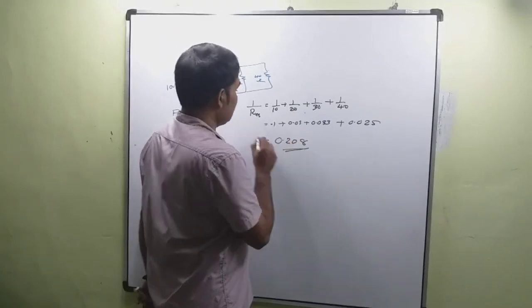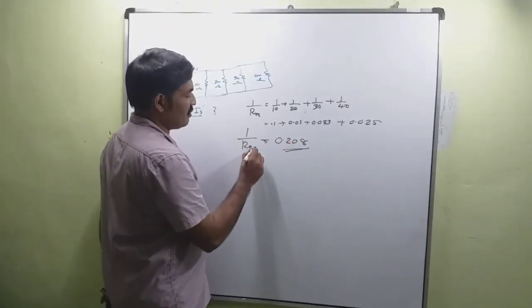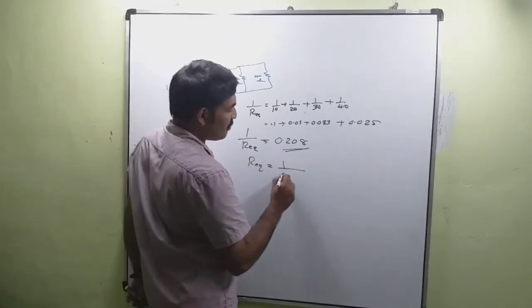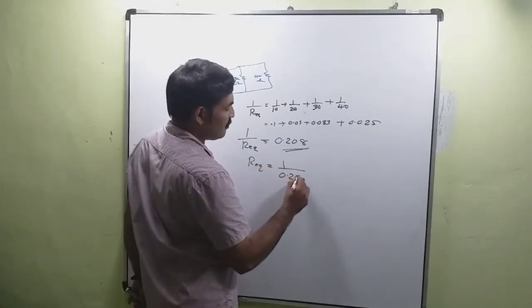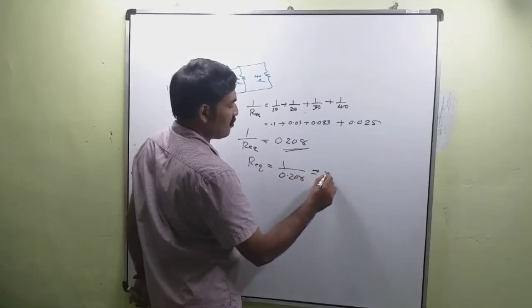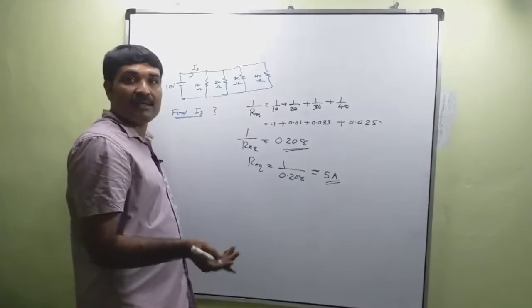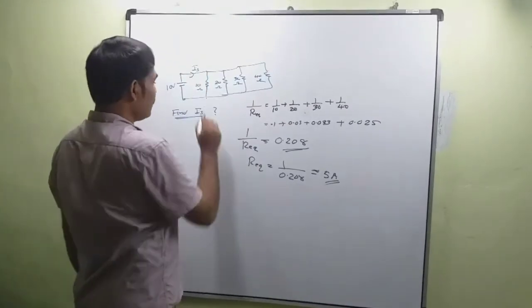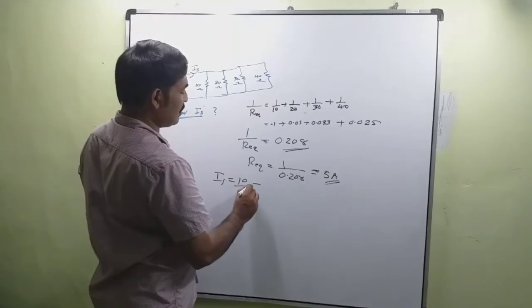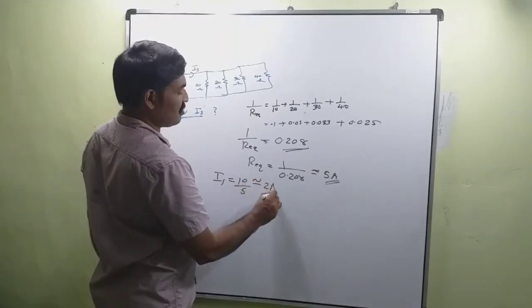Approximately 0.208. This is 1 by R equivalent. Or R equivalent is equal to 1 divided by 0.208, which is approximately equal to 5. That is 5 ohm. So IS is equal to 10 by 5, that is approximately equal to 2 ampere.